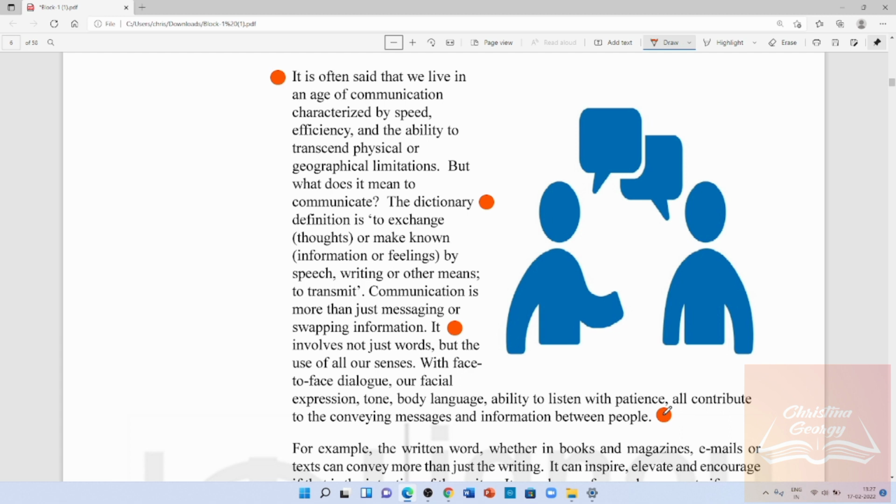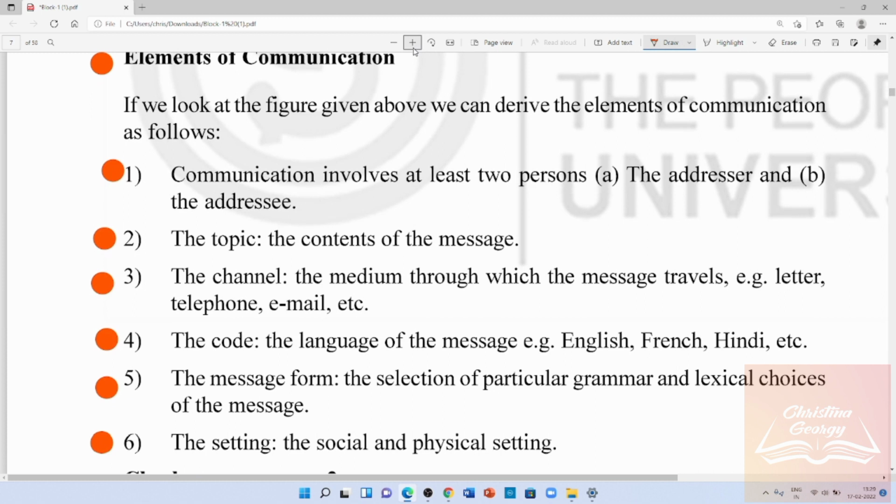Now, let's look at the elements of communication. There are 6 major elements involved in the process of communication, namely the addresser and the addressee, the topic, the channel, the code, the message form, and the setting. We all know that communication involves at least 2 persons, so there must be a sender and a receiver, there must be a speaker and a listener, or there should be an addresser and the addressee. So who can be the addresser? Addresser is simply the speaker, whereas the addressee is simply the listener.